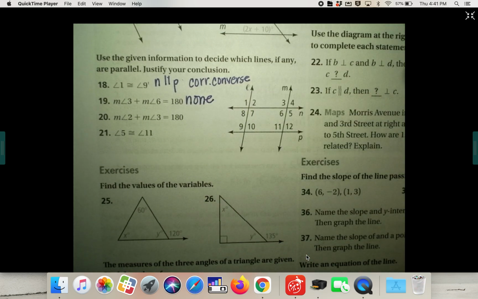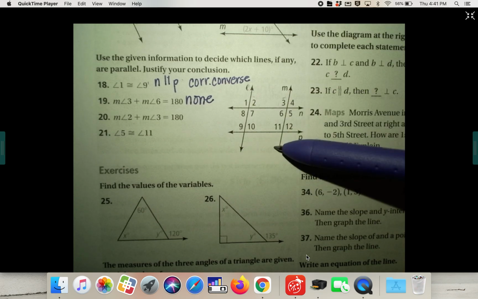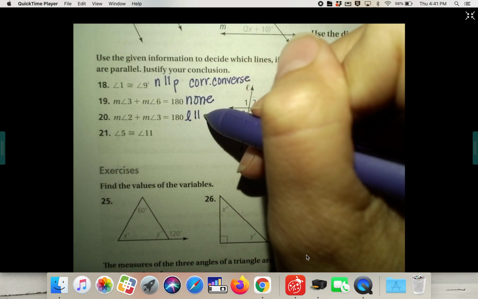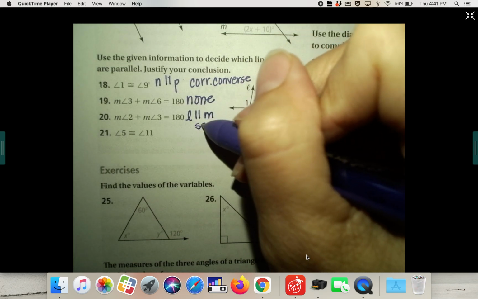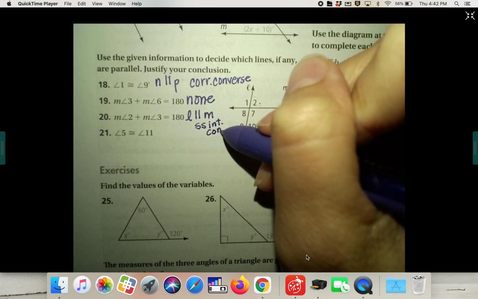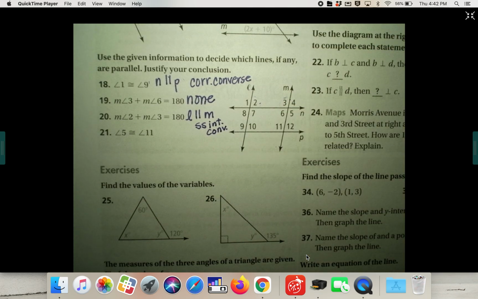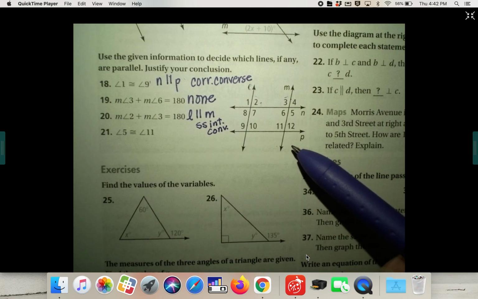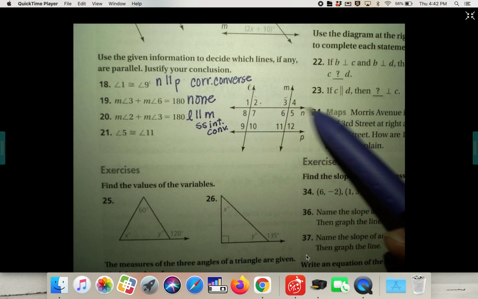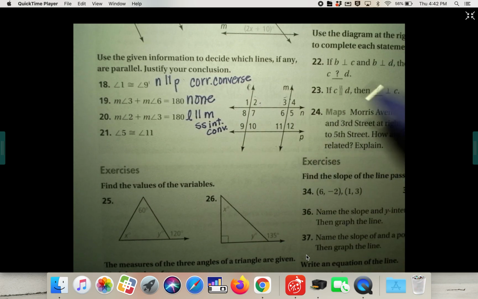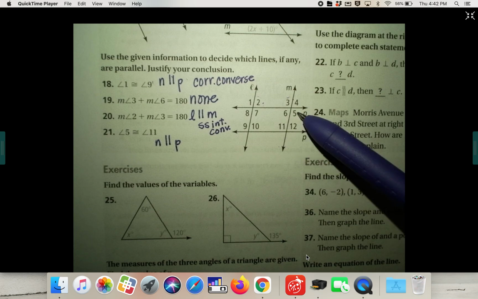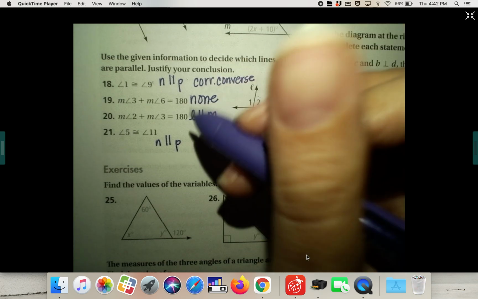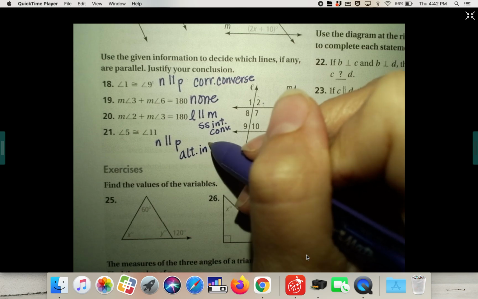2 plus 3 equals 180. Okay, 2 plus 3 equals 180 would mean that line L and M are parallel. So line L would be parallel to line M, and the relationship is same side interior. So put something like same side interior converse. I'm abbreviating again. And then angle 5 is congruent to angle 11. 5 and 11, that would mean N is parallel to P, and the relationship between 5 and 11 is that they are alternate interior, so you'd need to put something like alternate interior converse.